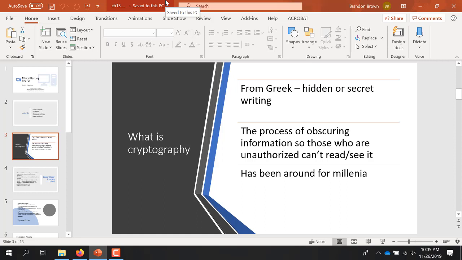So what in the world is cryptography? Well, from the Greek language, hidden or secret writing. The process of obscuring information, hiding information from being read or understood, right? And it's been around for thousands of years. You can actually trace back cryptography all the way to the ancient Egyptians and hieroglyphics.